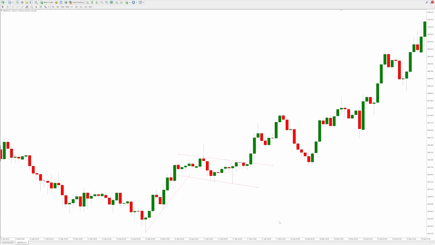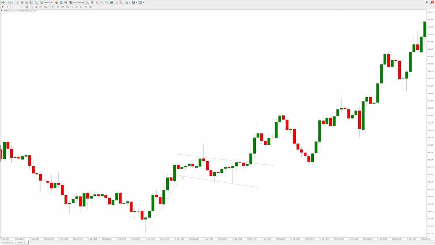Okay, so how did I decide that was a flag? Well, what we looked for was a pullback on this uptrend. So we had the uptrend, we had some consolidation, resistance, support, and this is our flag here. Our nice green and red flag pattern in an uptrend. So that's how you mark a flag chart pattern. It's as easy as that.